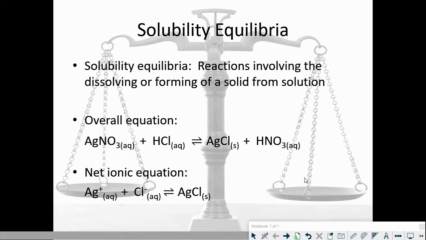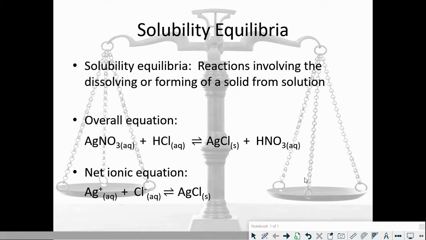So far you've learned about balancing chemical equations and calculating chemical equilibrium. Now we get into solubility equilibria. This involves dissolving a solid into a solution. So for example, we see silver nitrate and hydrochloric acid, and it creates silver chloride.